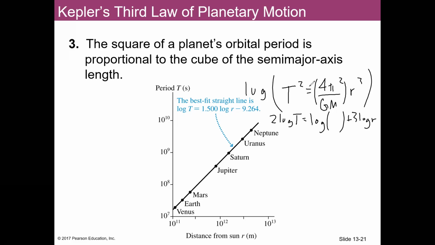Remember, when you take the logarithm of a quantity raised to a power, that power just gets pulled out, by the property of logs, where the log of a product is the sum of the logs. And so evidently that constant, which has a bunch of things in it, that log of this parentheses technically equals log of 4 plus 2 log of pi minus log of G minus log of M. And evidently all of those add up to this constant that you see here, this negative 9.264.